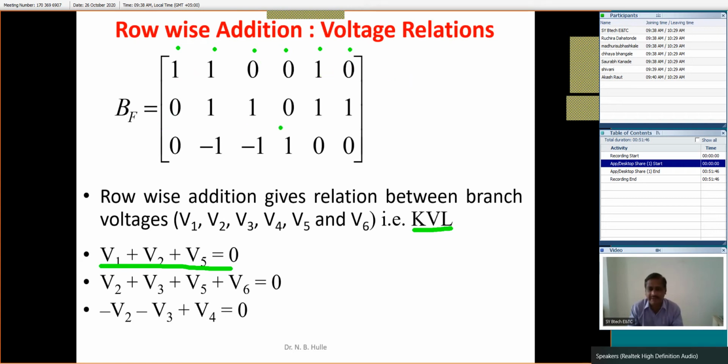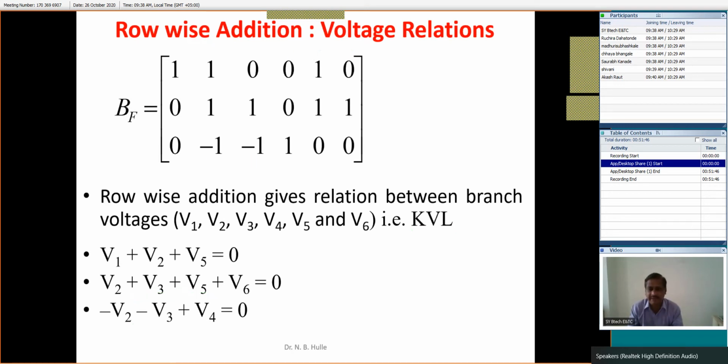How is the second row? V2 plus V3 plus V5 plus V6, which is equal to 0. That is the KVL for the second loop, which is the second tie-set. And finally, for the third tie-set, this is minus V2 minus V3 plus V4 equals 0. That is the third equation. We have these 3 equations, which are the row-wise addition in this particular case.